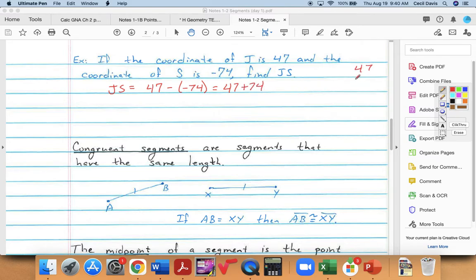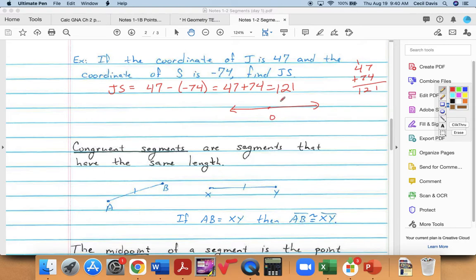You may want to come over here someplace and write what it is that you're doing. That's 11, carry the 1, that's 11 plus another 1 is 12. The distance between those two is 121. Which, if you think about it, makes sense.